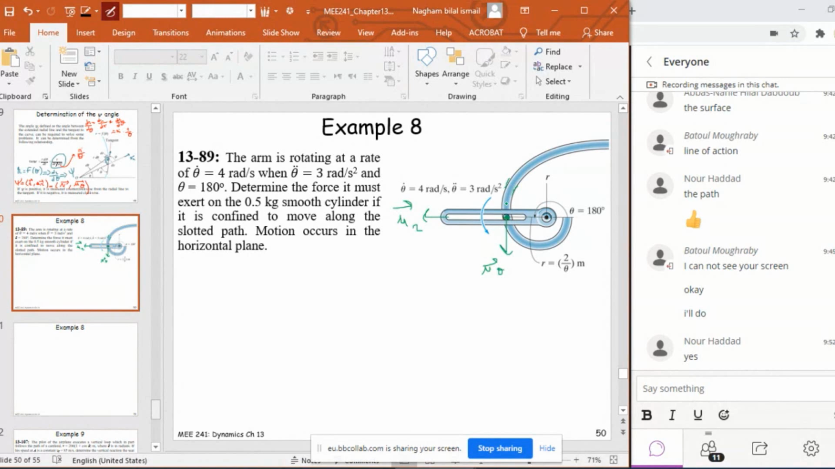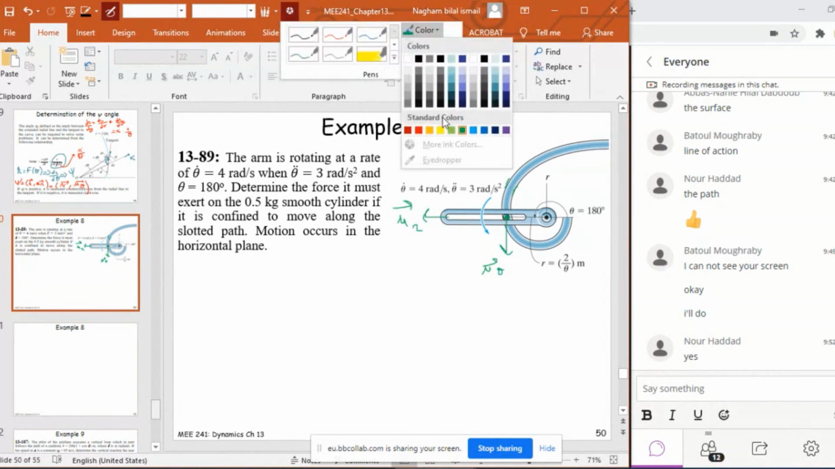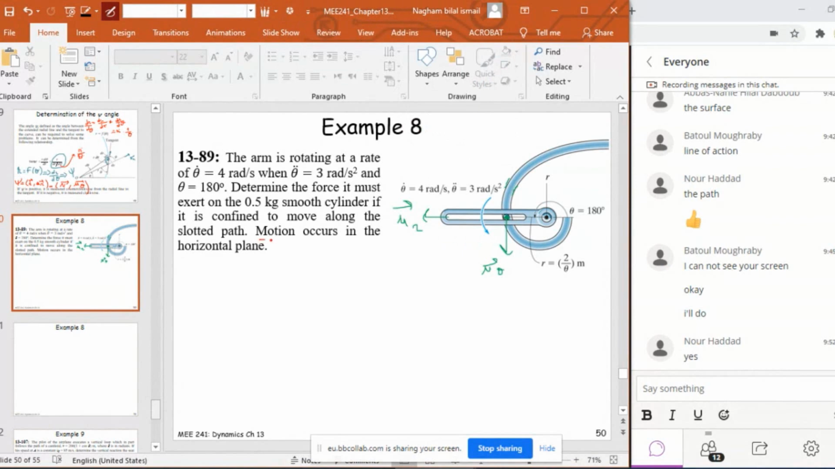Now, there is an important sentence here. It is the last sentence of this question. They are saying that the motion occurs in the horizontal plane. So guys, as a first impression, if I look at this figure, I may think that this is a vertical plane, all right? But they are saying that the motion here occurs in the horizontal plane.